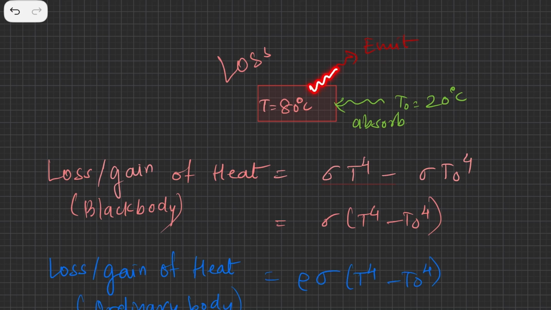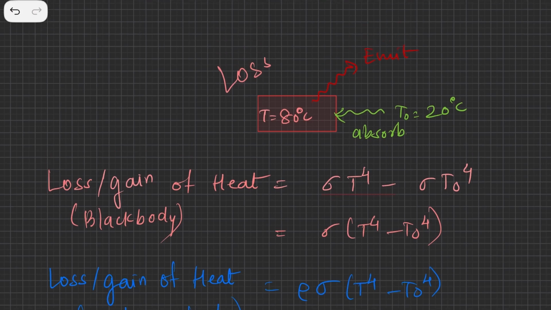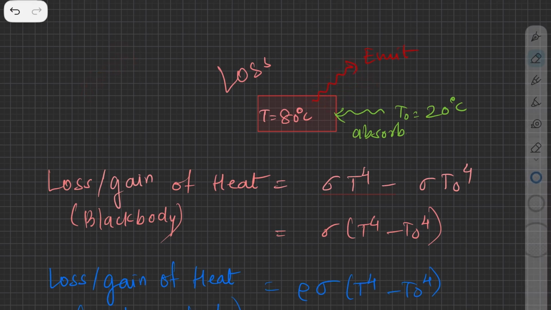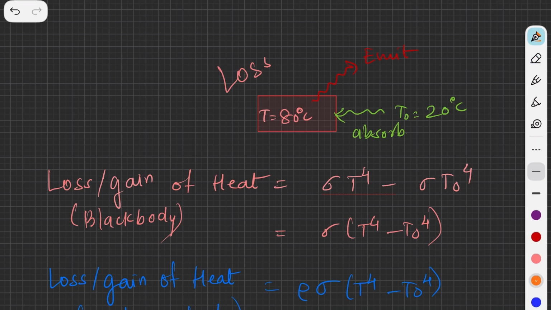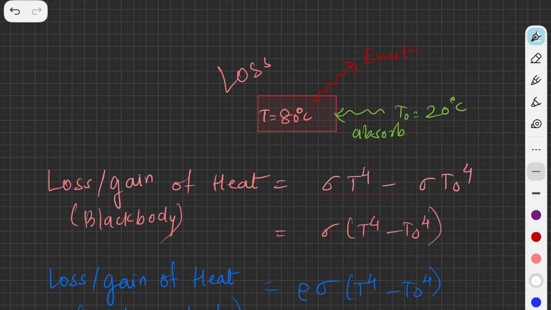So how much is the loss of energy the body is going to incur? That will be given like this. The amount of energy emitted by this body would be equal to sigma T raised to 4. I am assuming that this body is a perfectly black body.